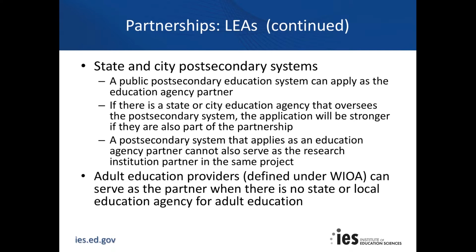So I'm going to cover a couple examples. When we're looking at the state and post-secondary systems that can serve as education agency partners, however, an individual post-secondary education institution, like one campus, cannot serve as the agency. The whole system must sign on to the project. But the evaluation does not have to be across the whole system. It can take place at only some of the campuses.